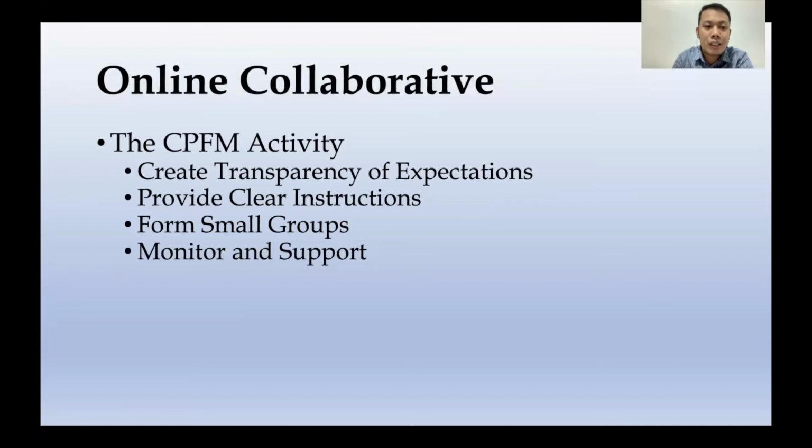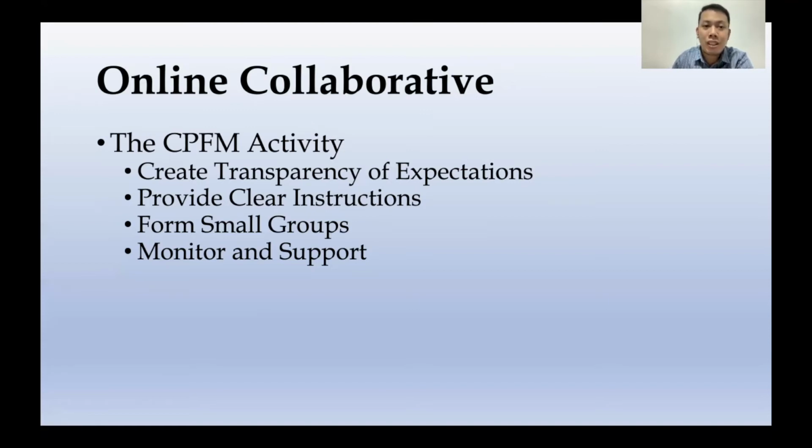So we have here the CPFM activity. C is for create transparency of expectations, provide clear instructions, form small groups, monitor, and so forth. Online collaborative doesn't mean that you will just simply tell your students to form a group and then tell them to conduct meetings or brainstorming or do a group reporting and then that's it.